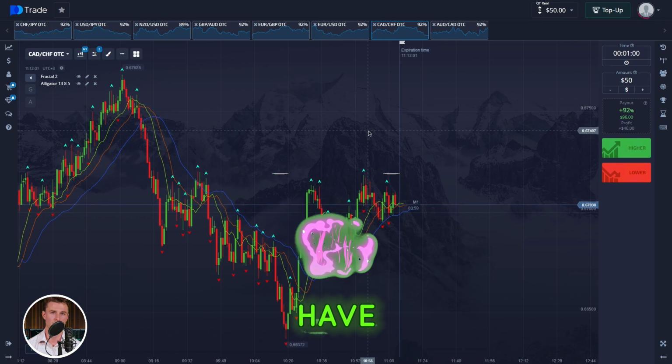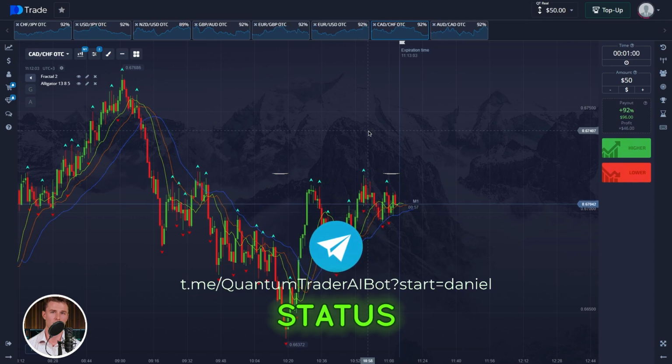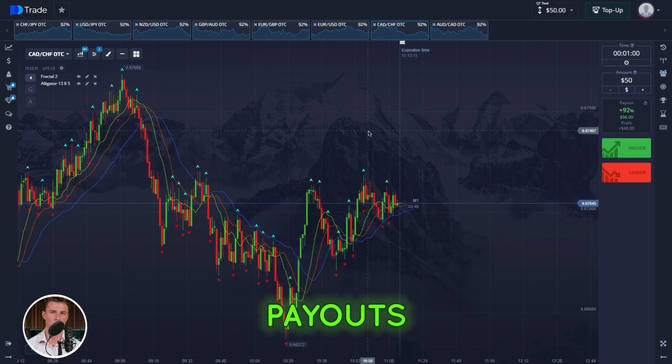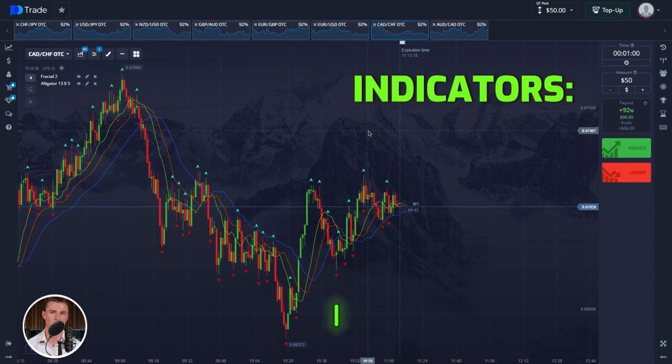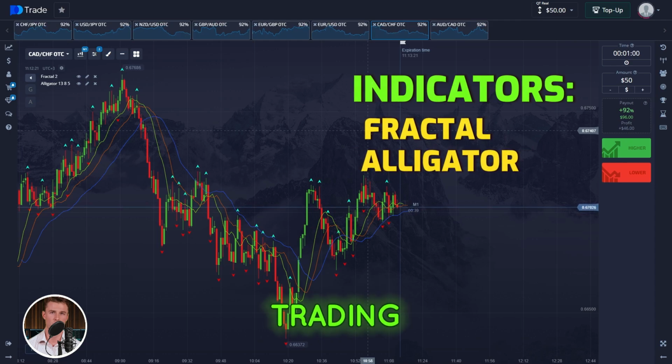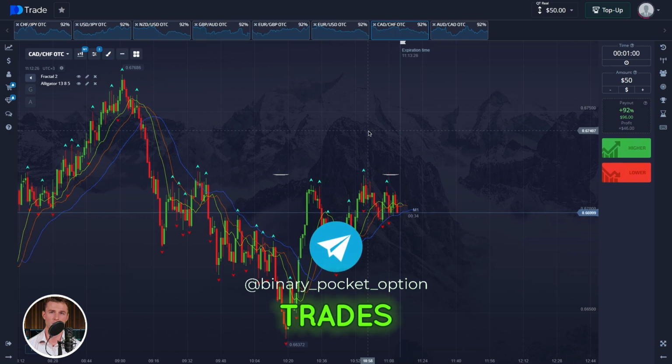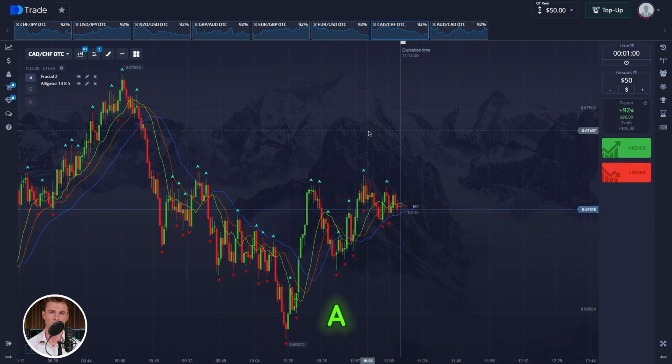And today all currency pairs have the status of OTC, which means that each of them has a very good and tasty percentage on payouts. So today we have a trend strategy with the use of such indicators as Fractal and Alligator. I have always said that trading on the OTC market, the best way is to open trades on the trend, and accordingly we have chosen a strategy today.